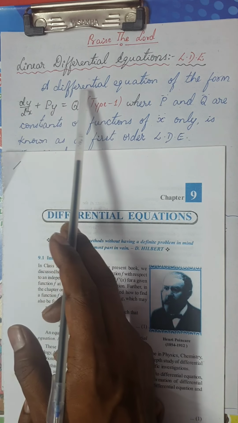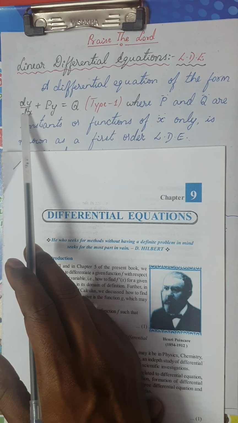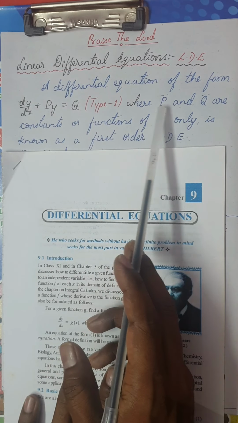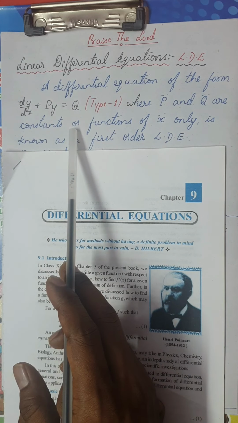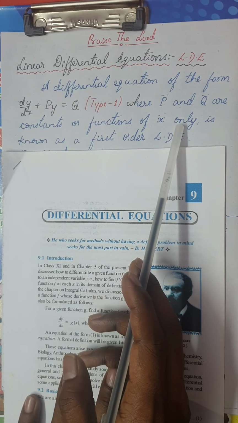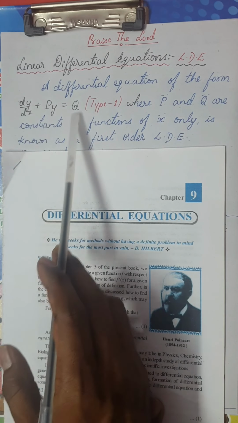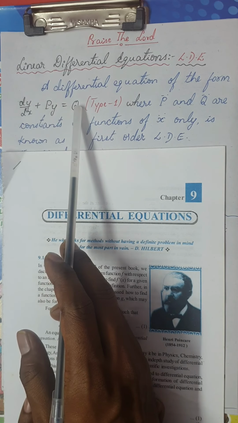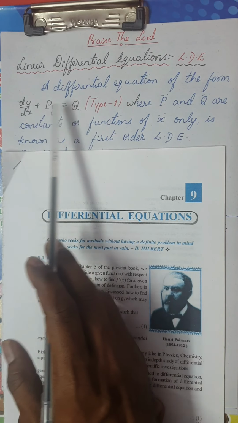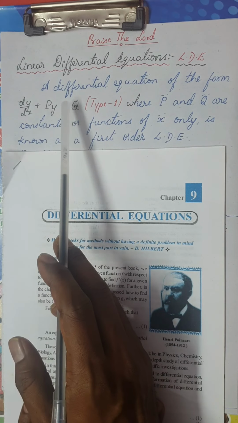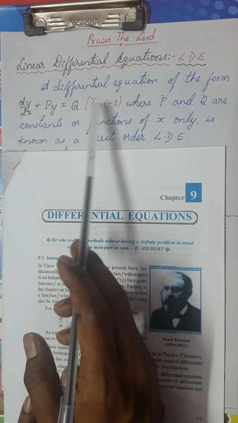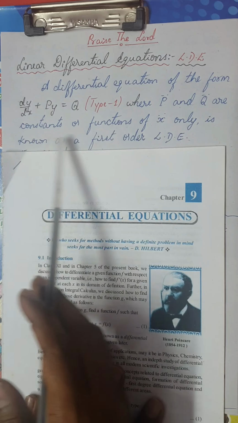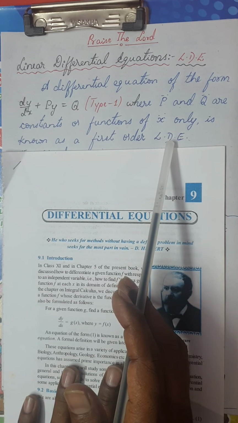I repeat, a differential equation of the form dy by dx plus p into y is equal to q. Now what about p and q? Look here, where p and q are constants or functions of x only. Remember, in linear differential equations, when you write dy by dx plus py is equal to q, p and q should only be constants or functions of x, not y, because this is type 1. Where p and q are constants or functions of x only, it is known as the first order linear differential equation.